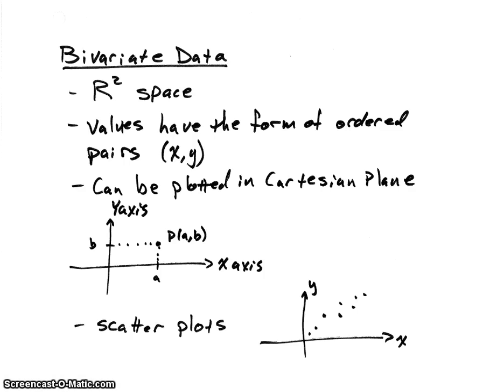The values are in the form of ordered pairs, so we'll have an x and a y value for each sample in our data set, and the data can then be plotted in the Cartesian plane. So for instance, if you see down here we have a point (a, b), the a value is going to be on the x-axis and the b value will be on the y-axis. If we plotted our set of data, we would have a scatter plot of all of those points.